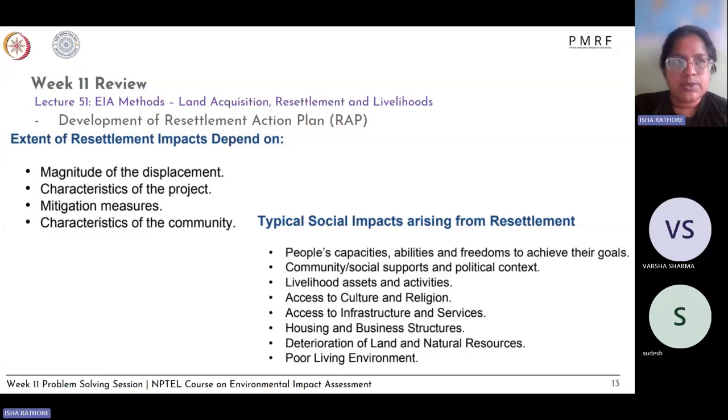So for example, if the land which was acquired had a very unique feature, such as the members of that community worshipping a particular tree located on that land, then for access to culture and religion, we can identify that a similar kind of tree be planted in the new resettlement location. So access to culture and religion, access to infrastructure and services, housing and business structures, deterioration of land and natural resources, and poor living environment. So these are some social impacts which can arise from resettlement.